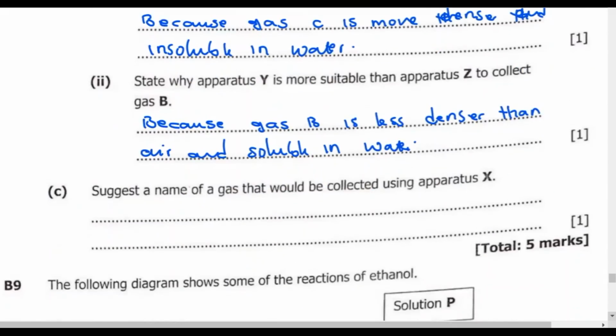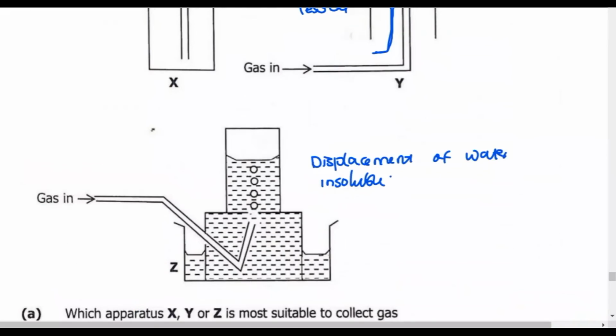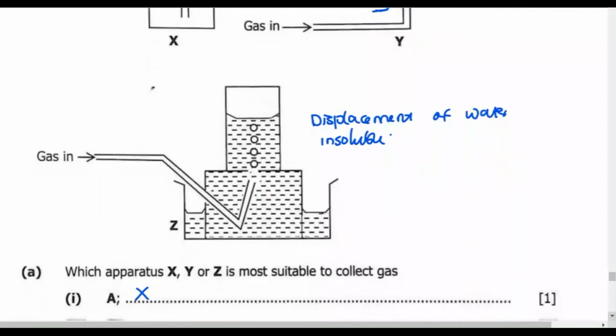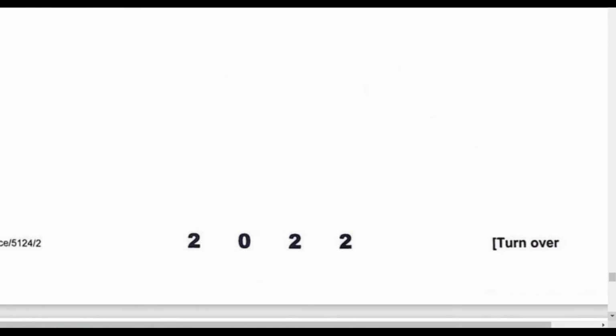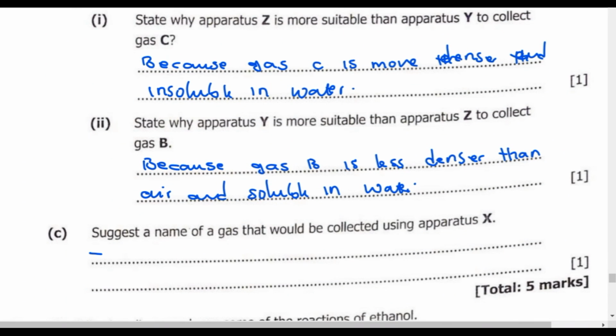Right, what else? We have the last question. Suggest a name of gas that would be collected using apparatus X. Apparatus X is a downward delivery. So for downward delivery, we can use any gas that is soluble and denser than air. For this one, we can use chlorine. We can also use hydrogen chloride, even carbon dioxide.